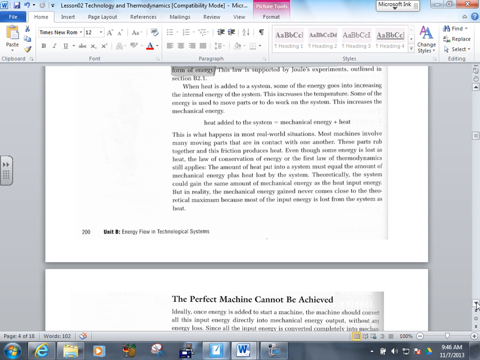So most machines, like we said, involve many moving parts that are in contact with one another. Anytime you have two parts sliding past each other, there is friction, and friction generates heat, and then the heat is lost to the surroundings, and it makes it seem like the system has lost energy. It hasn't. It's done work against friction, and that's resulted in heat being lost. So are there ways to make things more efficient then?